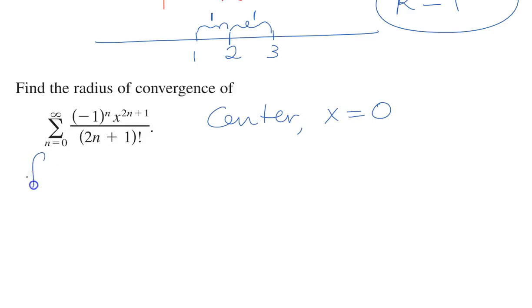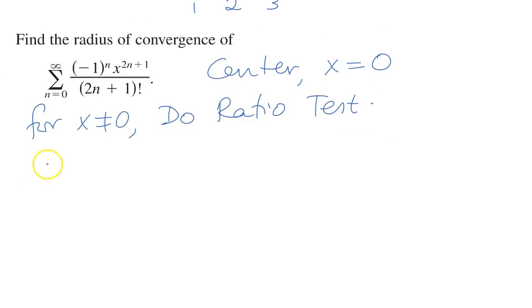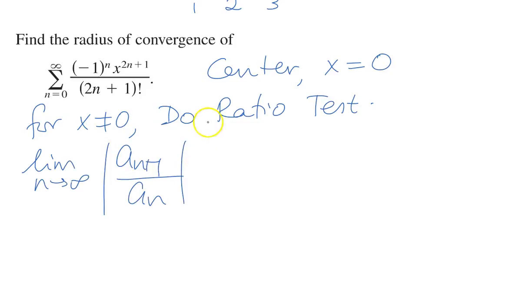Alright guys, so we are going to do the ratio test for x not equal to 0. Do the ratio test. You will always start off with the ratio test. So here we have the limit as n goes to infinity of the absolute value of the ratio.